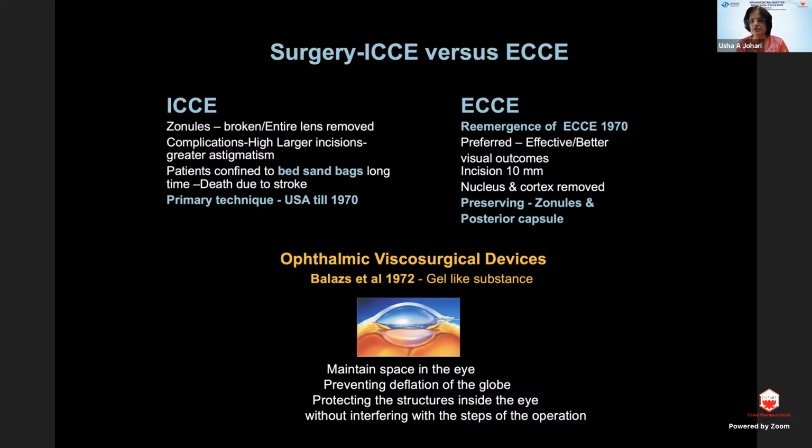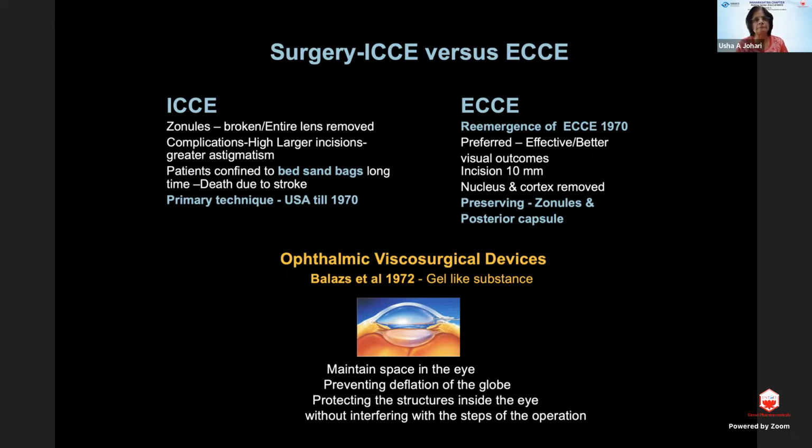Then came the re-emergence of extracapsular extraction in 1970, which was definitely more effective and better, where they preserved the zonules and the posterior capsule. Now, Balazs et al. in 1972 used a gel-like substance, an ophthalmic viscosurgical device, which helped to maintain the space in the eye, preventing deflation of the globe and protecting the structures inside the eye, mainly the cornea, without interfering with the steps of the operation.